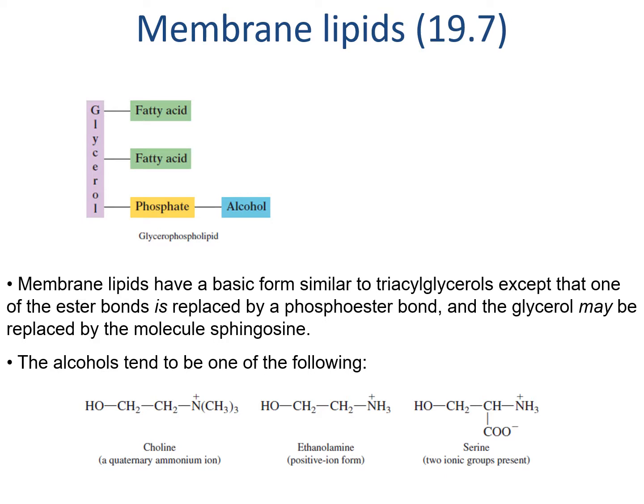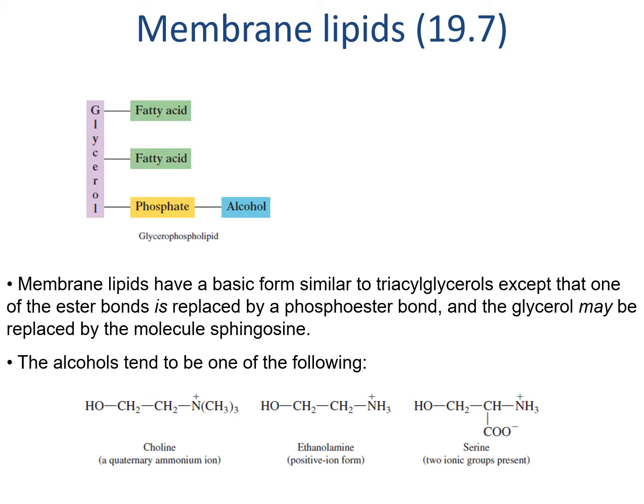In the last lesson, we talked about triacylglycerols, which stored energy by placing 3 fatty acids on a glycerol backbone, resulting in a very large nonpolar molecule that has to be stored in special adipose cells. Many of our membrane lipids are nearly identical with one small change. One of the fatty acids is replaced by a phosphoester.